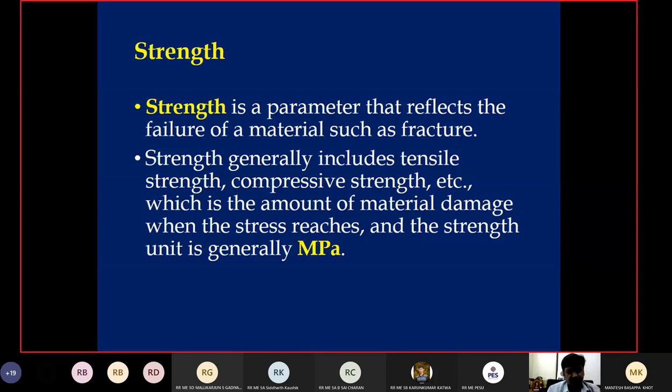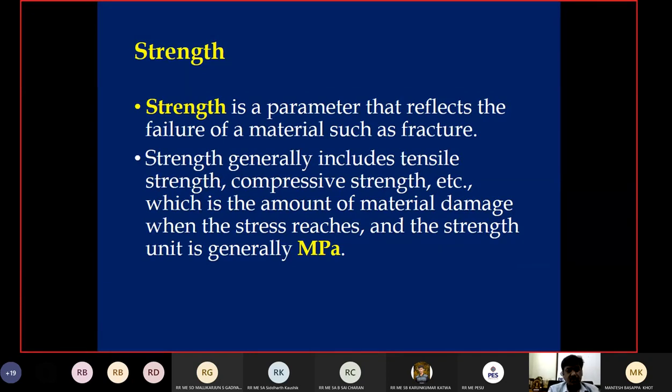Generally, since I am from a civil and structural background, closely related to mechanical engineering, if I use some civil engineering terms, try to replace them with your own mechanical engineering terms. Strength generally includes the tensile strength and the compressive strength. Whenever we are talking about damage, it means any of these stresses or strengths have crossed a threshold value or limit of that particular material's ability to resist. That could be called damage.